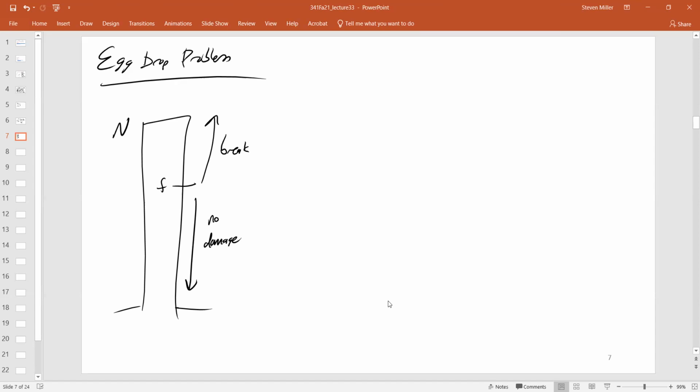Fine. So we want to find what floor. Imagine you have one egg and you want to find the highest floor that you can drop it from without it breaking. What would you do? Yep. Start at the bottom. Is there anything else you can do? No. Imagine you have two eggs.